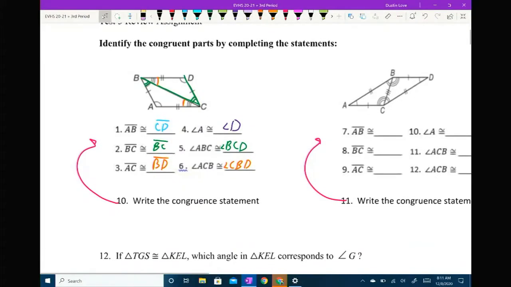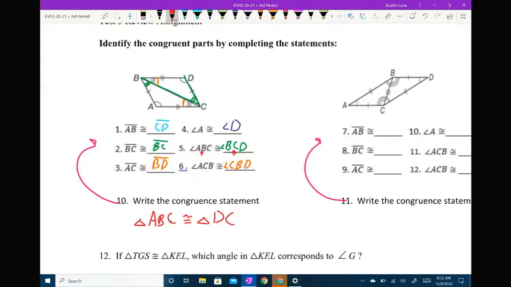Now, write the congruence statement. We're going to do that by writing the first triangle, ABC. Now remember, the order that you write the first triangle does not matter one bit. However, the second triangle matters a great deal. So what we're going to do is take all of our angles and see which angle matches. So A is congruent to D, so D is going to go first. Here we've got ABC with B being the vertex, and so C is the corresponding vertex on the other triangle. So we're going to put a C there.